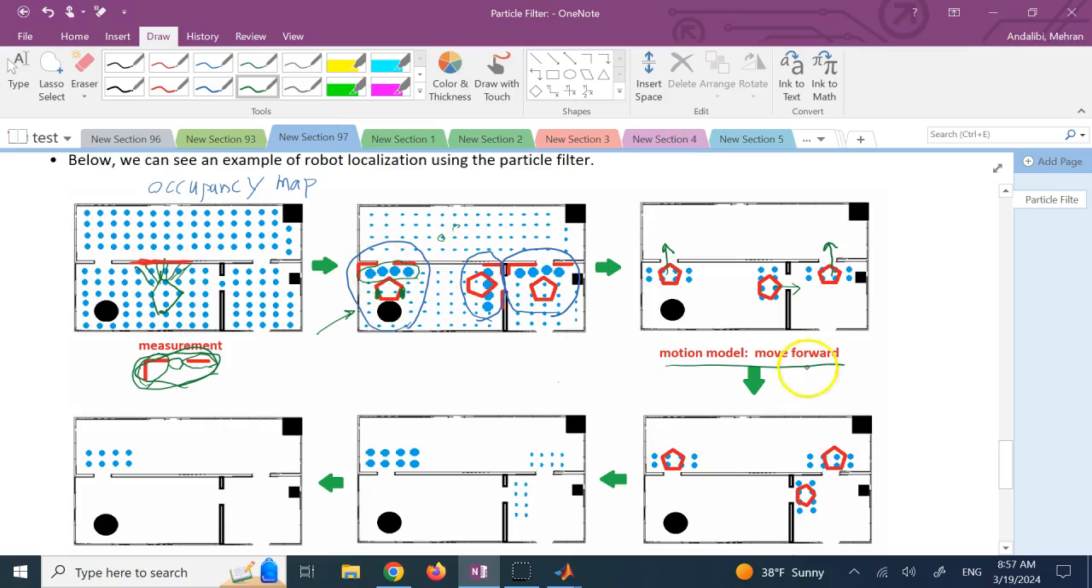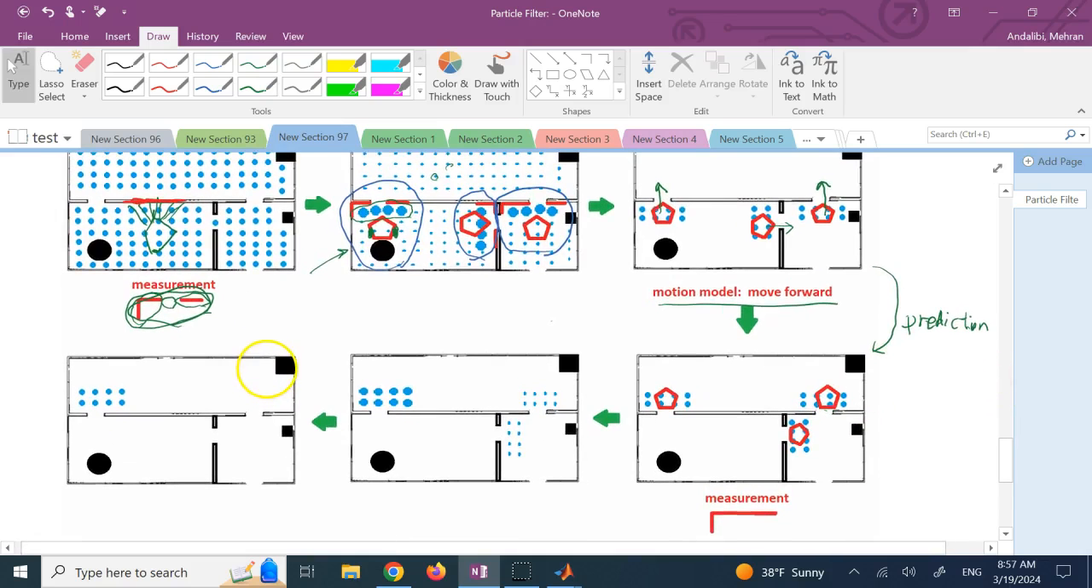Okay, so now what do I do? This is the prediction. Here I'm predicting that with these commands of the robot, these are the new states of the system. So with that, I move the particles the same amount that the robot is supposed to move. So I bring the particles here.